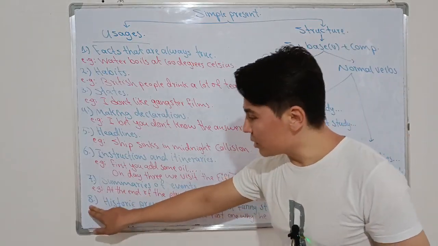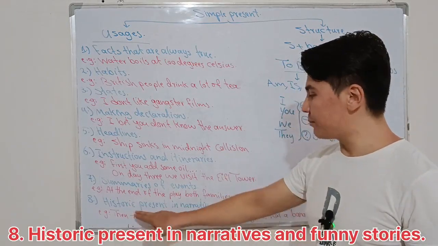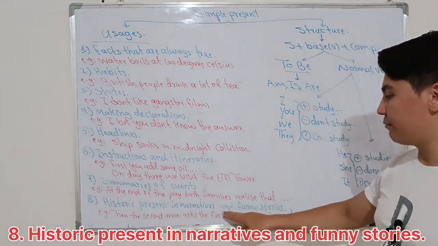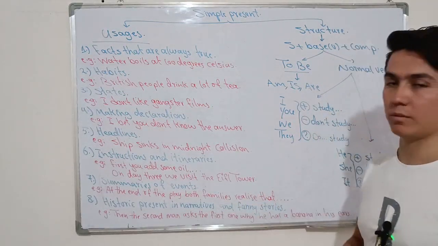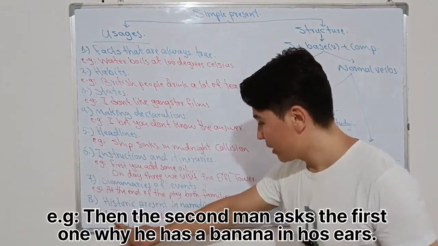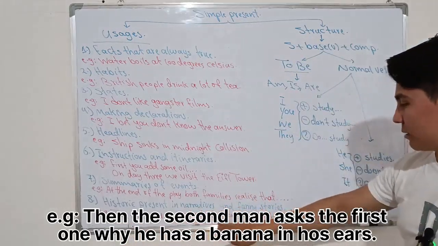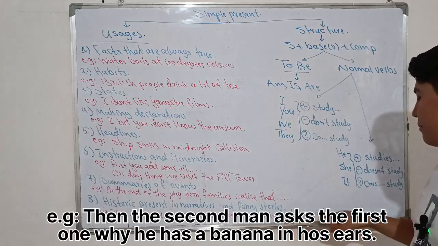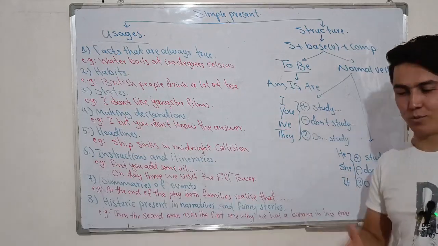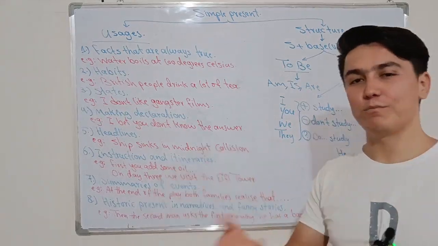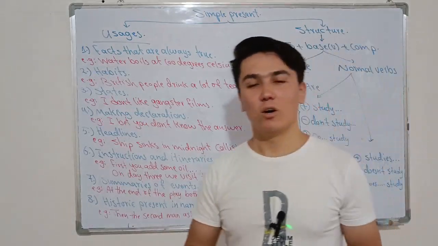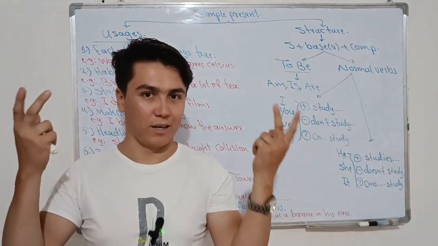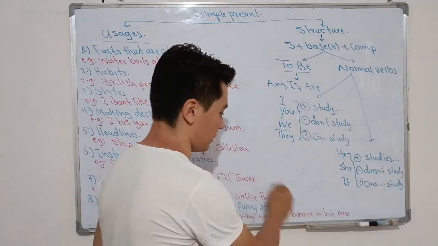And the last usage that we have in simple present tense is the historic present in narratives and funny stories. As an example, then the second man asks the first one why he has a banana in his ear. Someone has put a banana in his ear, and it is part of a funny story. If you put a banana in your ear, it would be something funny.